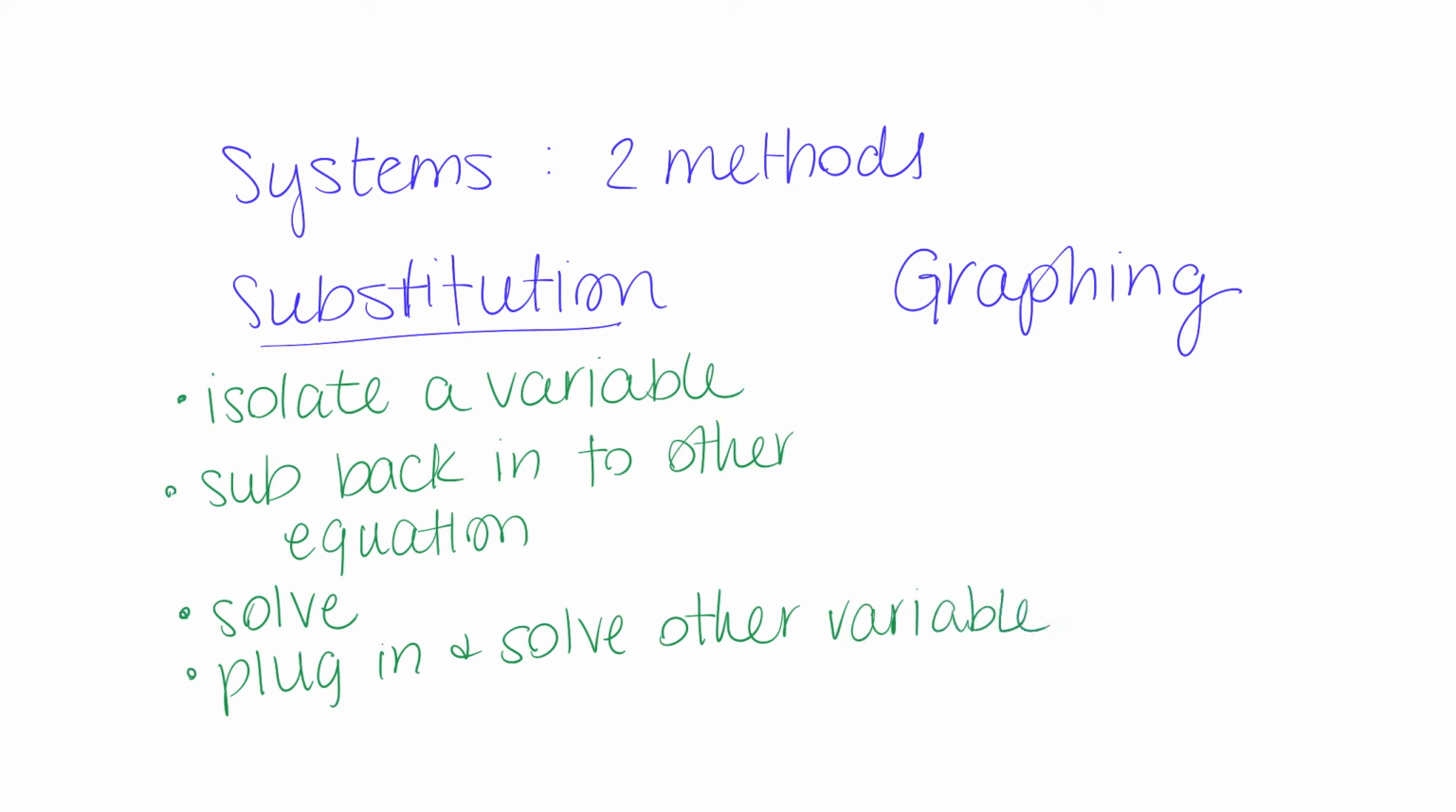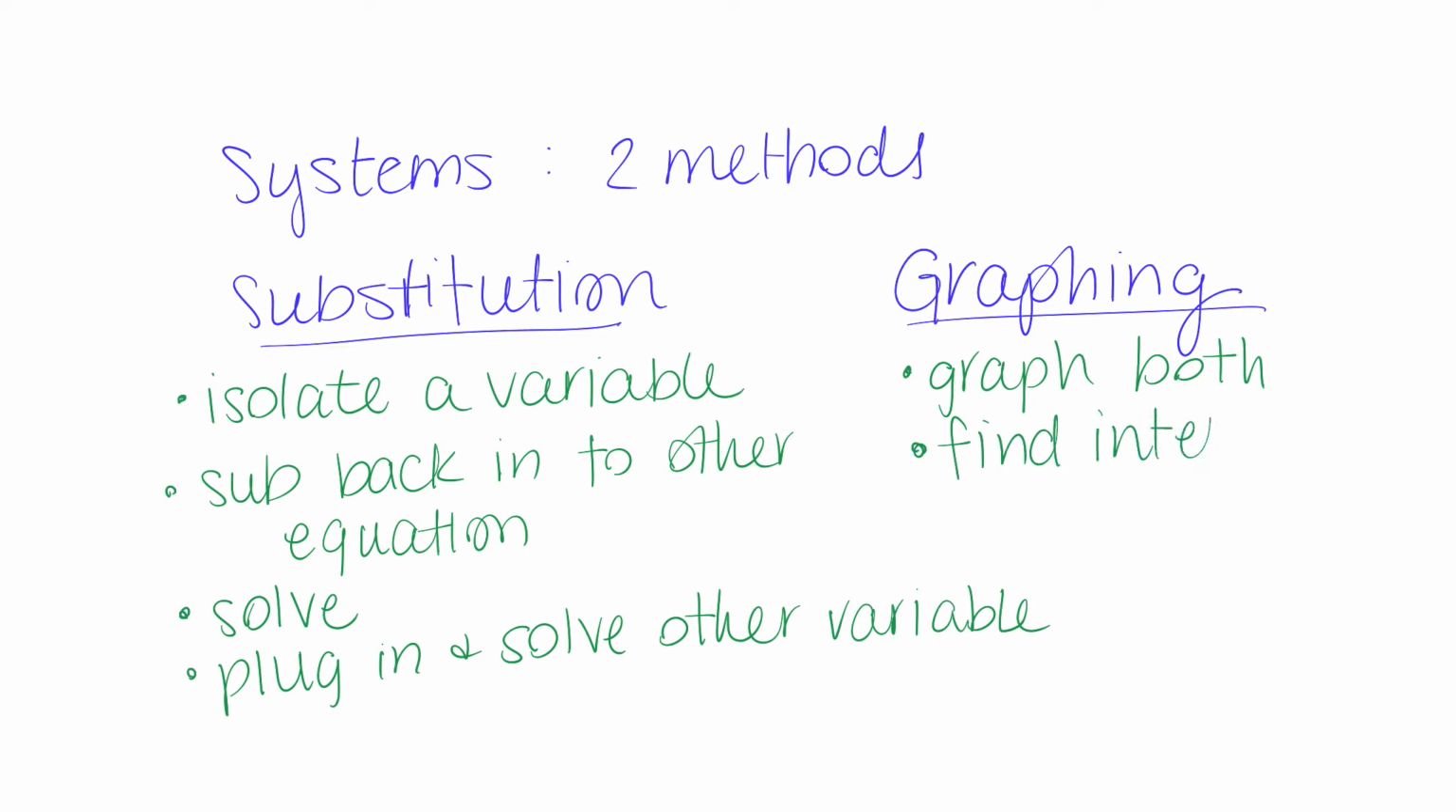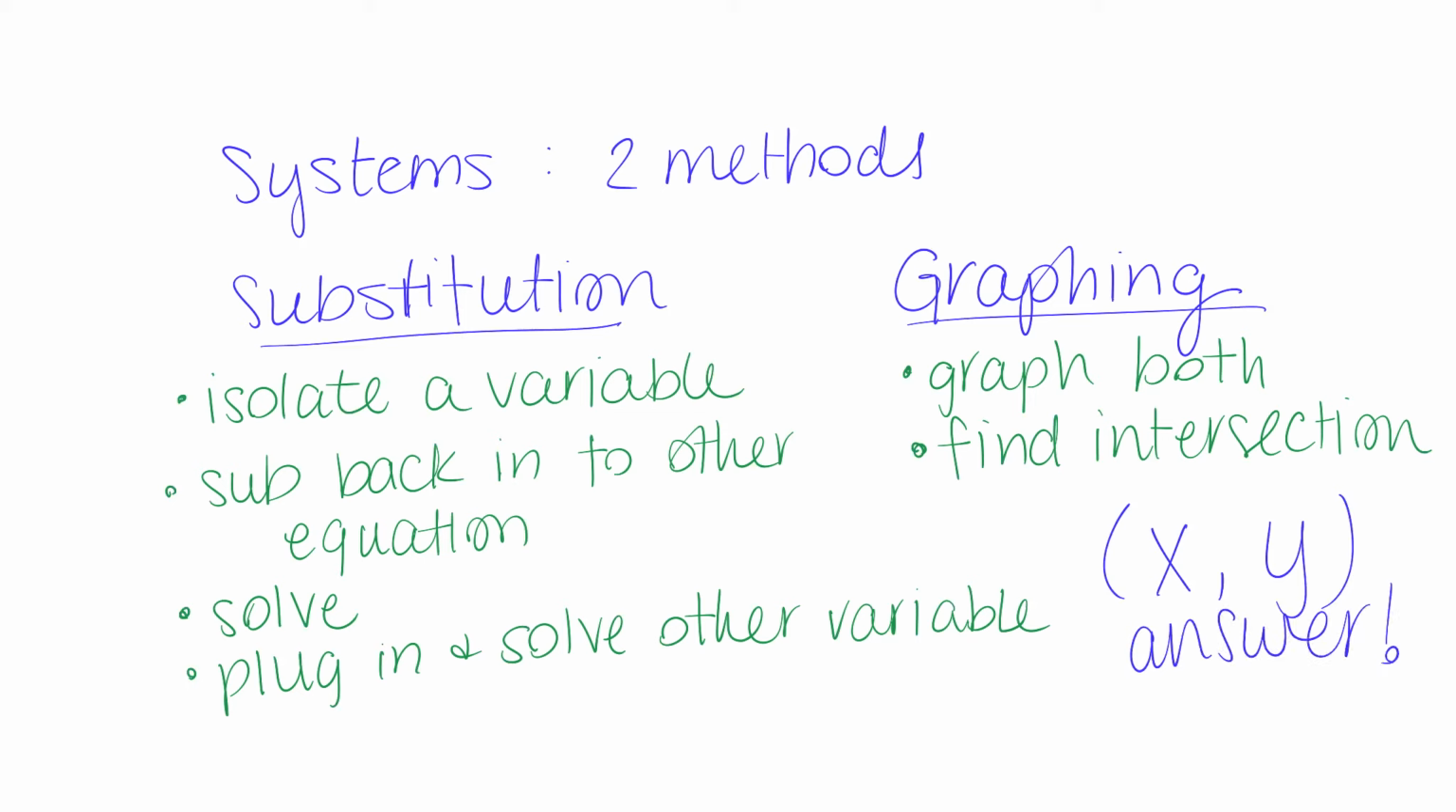Okay? And in graphing, what did we do in graphing? In graphing, we graph both lines, and you find the intersection. All right? And that's it. That's how you solve a system of equations. Your answer should always be an x and a y as your answer. All right, good luck.